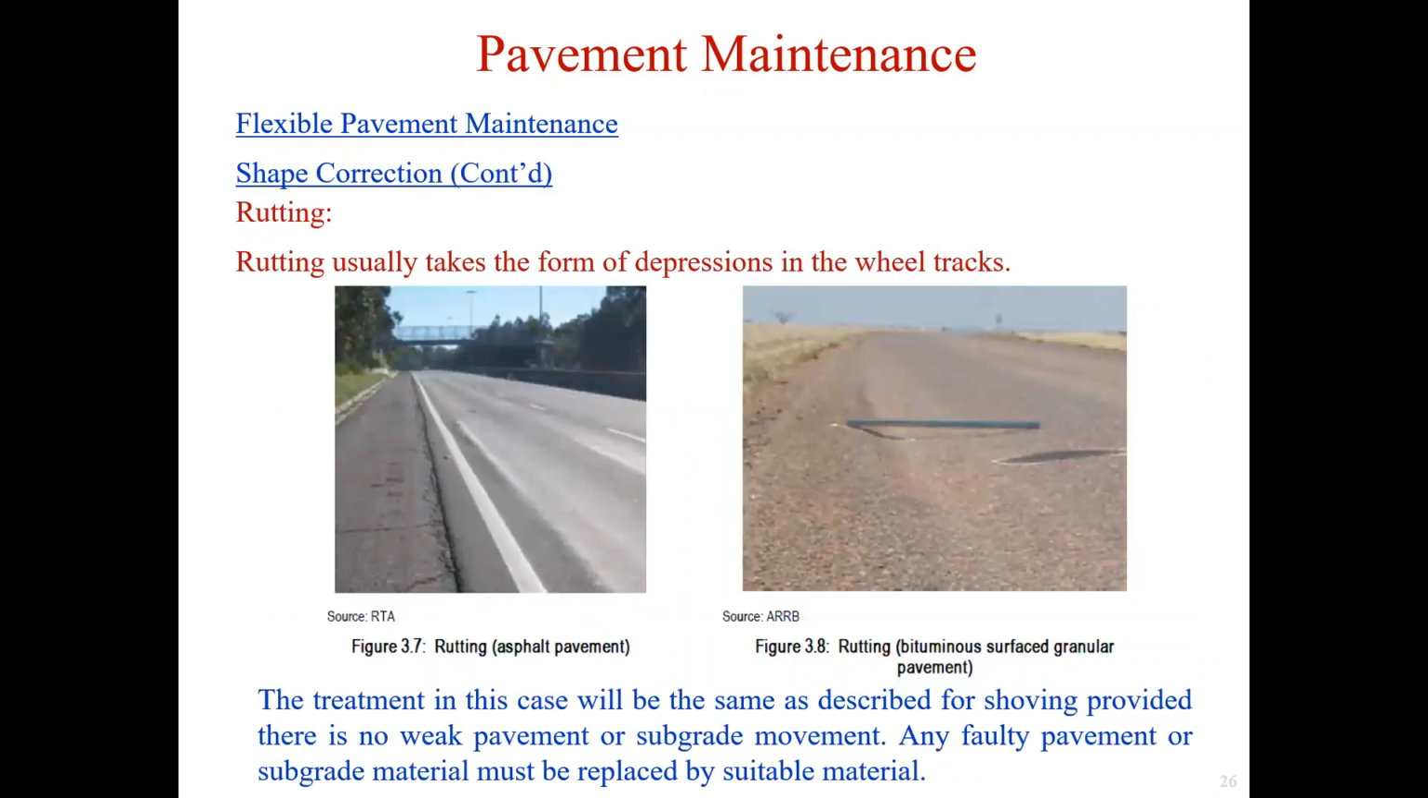Rutting of the pavement is usually in the form of depression in the wheel tracks. If there's no weak pavement or subgrade movement, then the treatment will be the same as described for shoving. If any faulty pavement or subgrade material is observed, then it has to be replaced by suitable material.